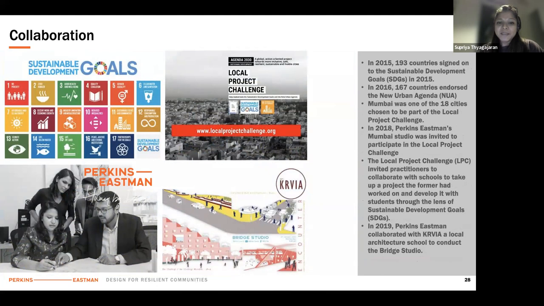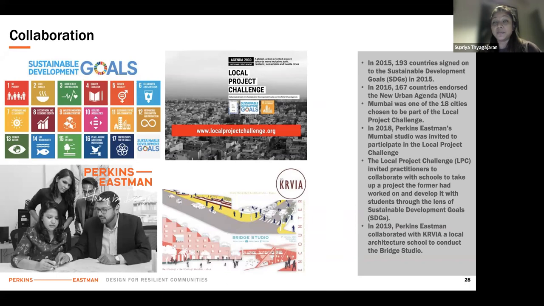Please. In the fall of 2018, we were discussing the opportunity to participate at the World Urban Forum 10 through Local Project Challenge. LPC was inviting practitioners to collaborate with schools and take up a project the former had worked on and develop it with students through the lens of sustainable development goals. There were 16 cities identified around the world, and Mumbai was one of them. As strong advocates of sustainable development, this was a very exciting opportunity that we didn't want to miss.